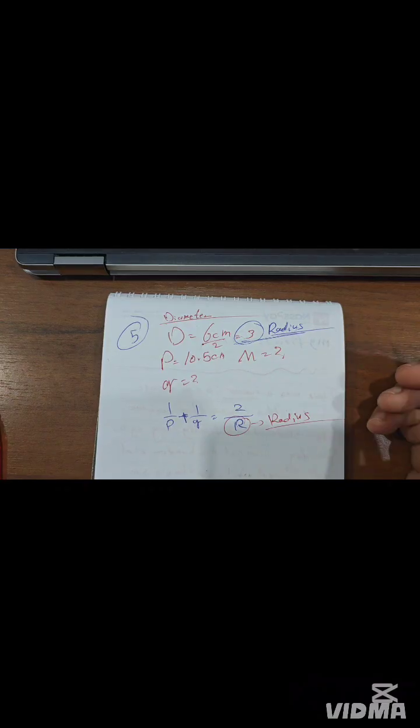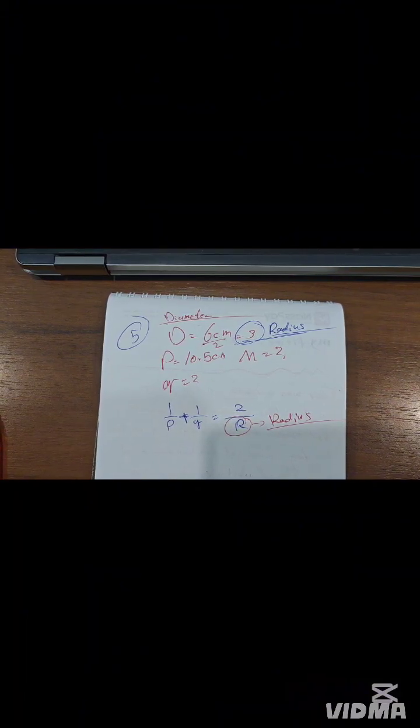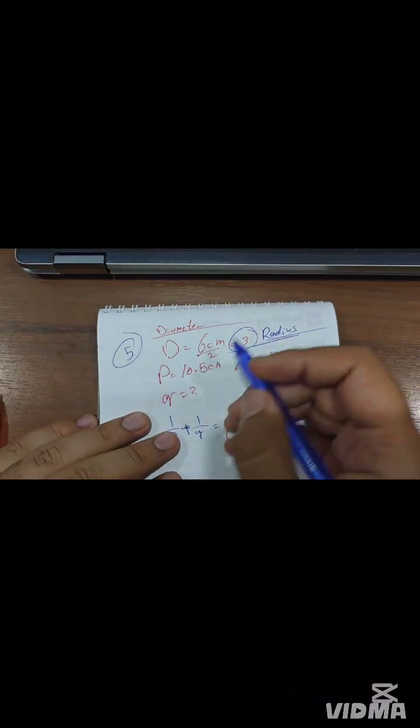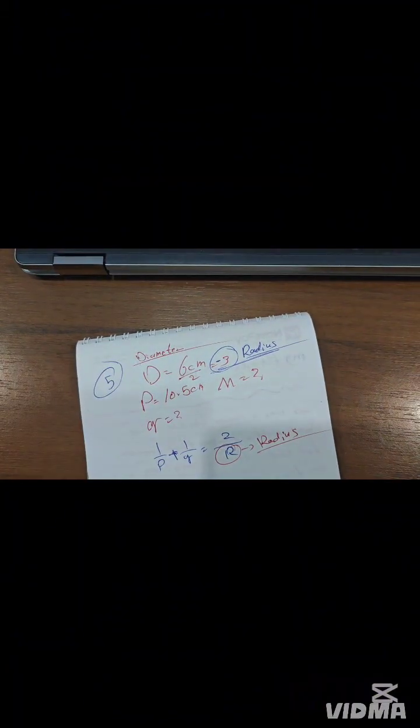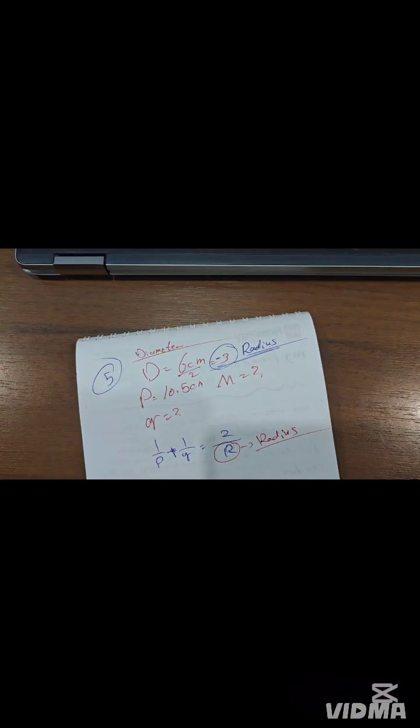So the value is equal to 3. By dividing by 2, we can convert to radius. But in here, because the type of the spherical mirror is convex, again, we have to add negative. We should add negative to solve.